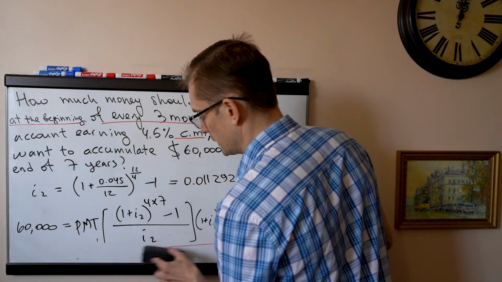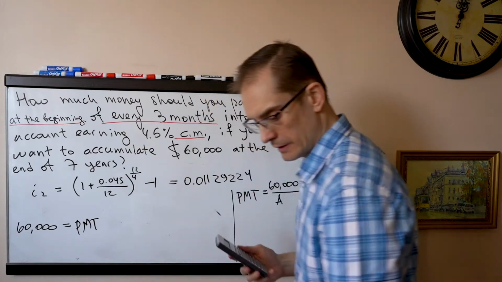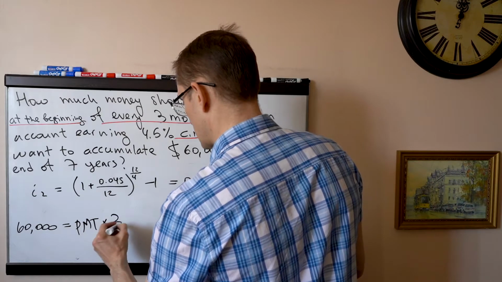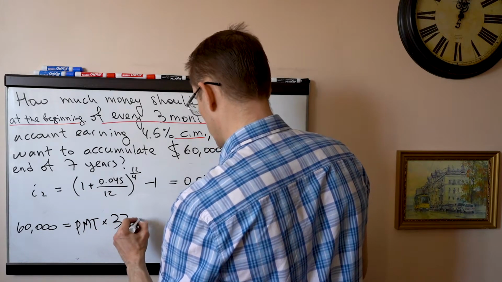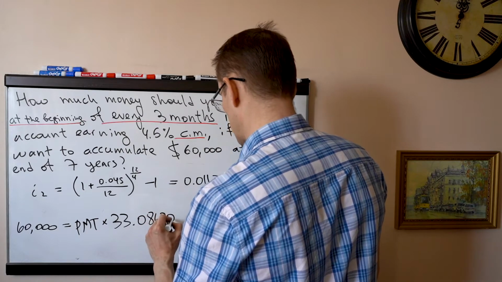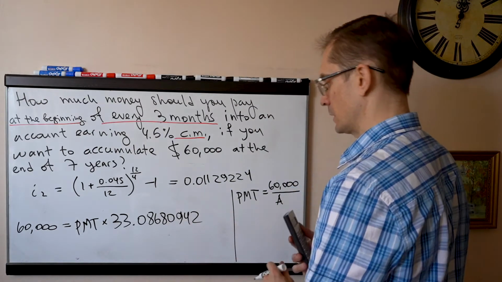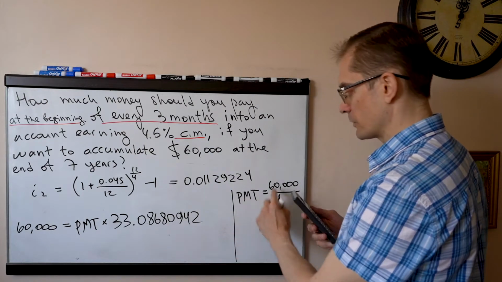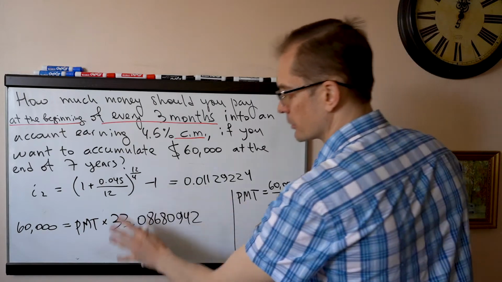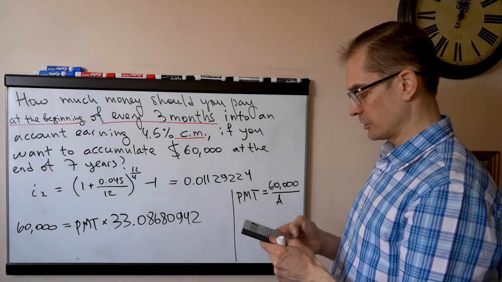Okay, so this A is equal to 33.08680942. Okay. So now we execute this thing. So we divide 60,000 by this number. Remember, don't round anything until you reach the final destination.